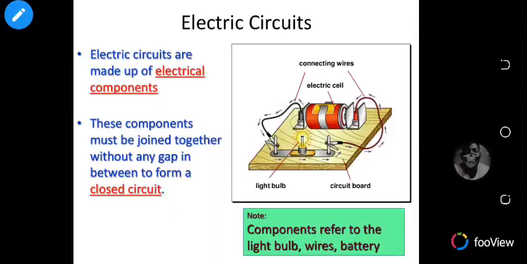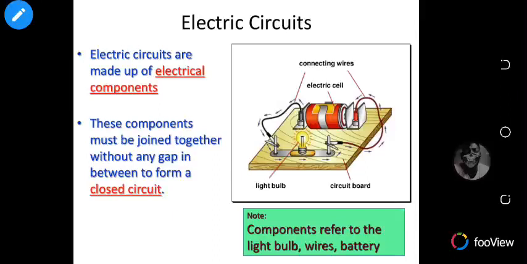So, what is an electric circuit? An electrical circuit is an electrical device that provides a path for electric currents to flow. Electric circuits are basically devices that provide a path for electric currents to flow.